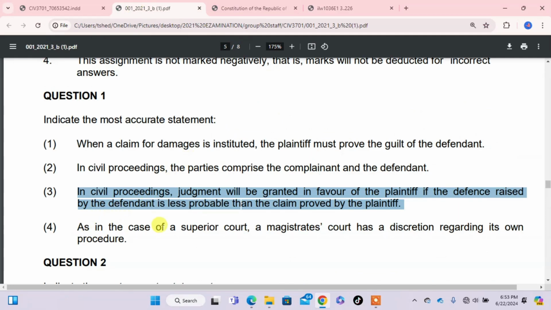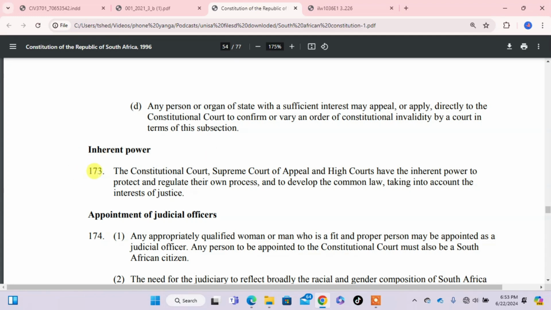Number 4 says, as in the case of the Superior Court, a magistrate court has a discretion regarding its own procedure. Although this is correct, it is not the most accurate statement, because the Superior Court's discretion over procedure is dealt with by Section 173 of the Constitution, which grants the Constitutional Court, the Supreme Court of Appeal and the High Court inherent power to regulate their own processes. However, this is different when it comes to the Magistrate Court.